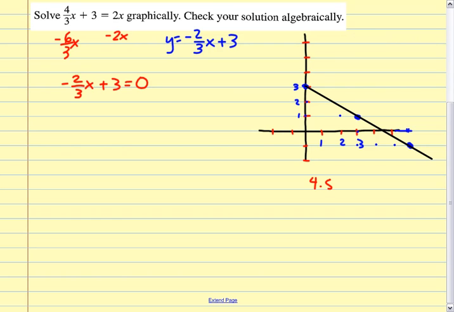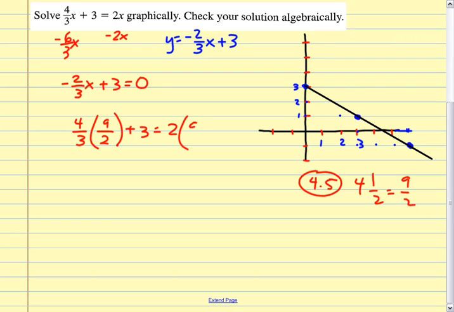Okay. Now let's check it. Check your solution algebraically. Let's plug it back in. So we've got 2/3 times x, right? What is 4 and 1/2 as a fraction? No, 4 and 1/2 is a mixed number. What is it as a fraction? 9 over 2, 9 halves. Okay, so negative 2/3 times 9 halves plus 3 is equal to 0.